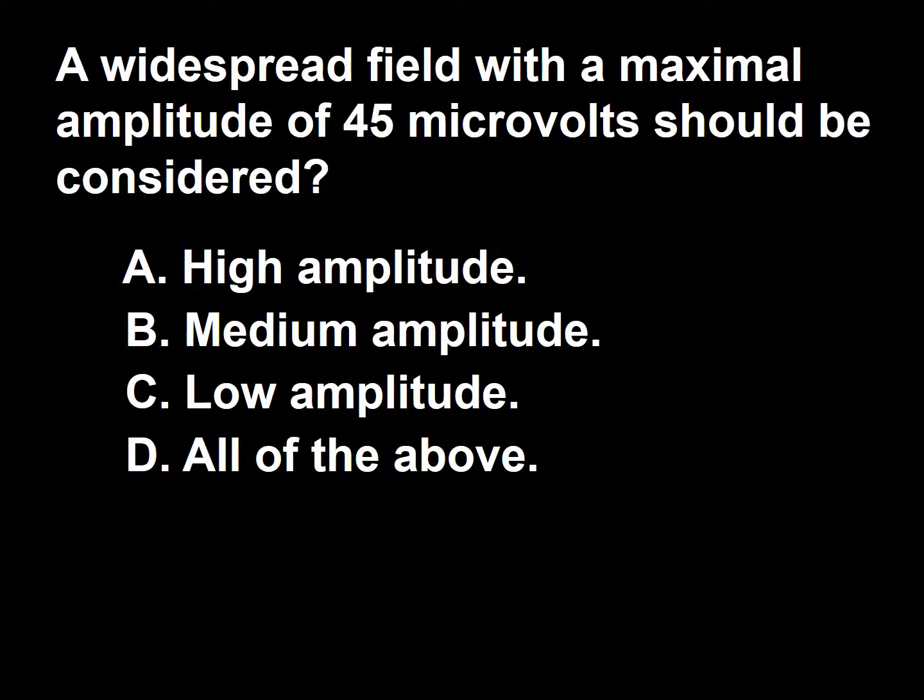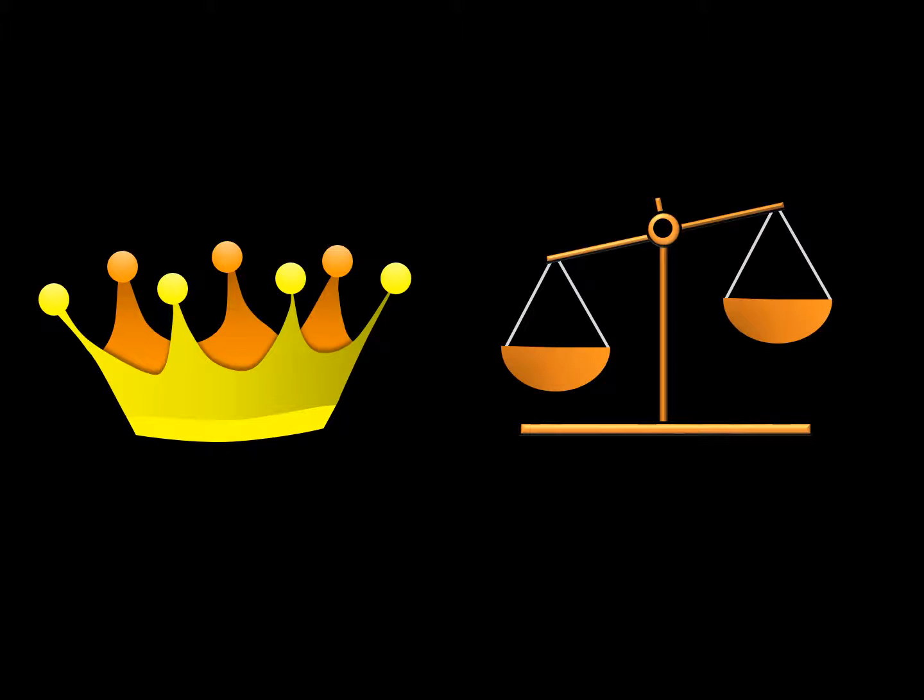Next question. A widespread field with a maximal amplitude of 45 microvolts should be considered A. High amplitude, B. Medium amplitude, C. Low amplitude, D. All of the above. In addition to labeling a field according to its polarity, we can also label a field according to the area it involves. EEG fields can be labeled in relation to their absolute or relative amplitude. Relative amplitude is established using the ongoing record, thus judging the field based on the estimated average amplitude of the record. Another possibility is to use absolute amplitude.